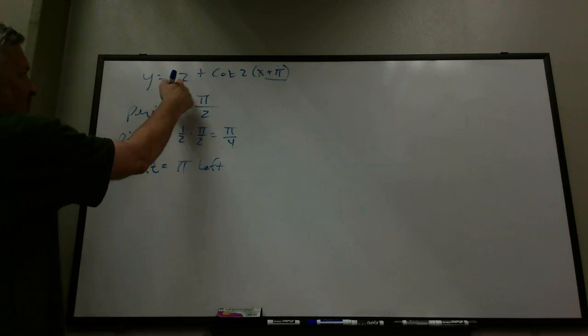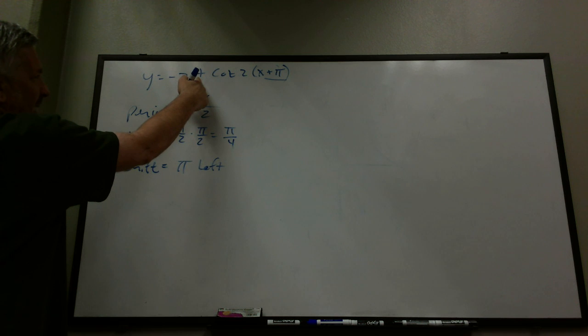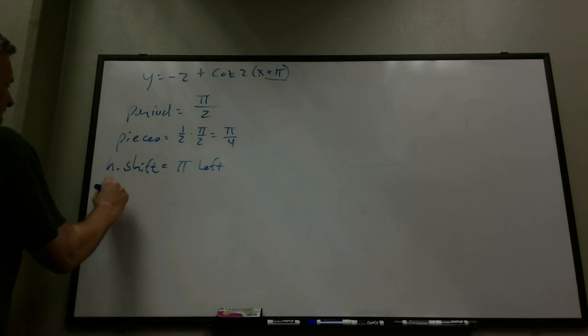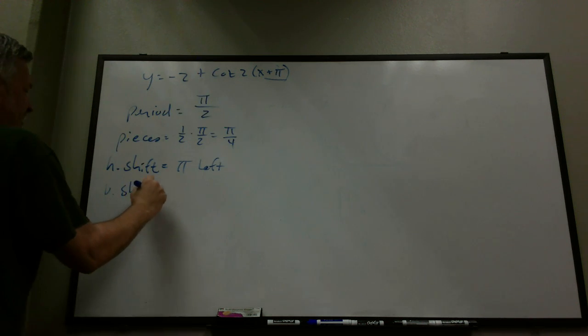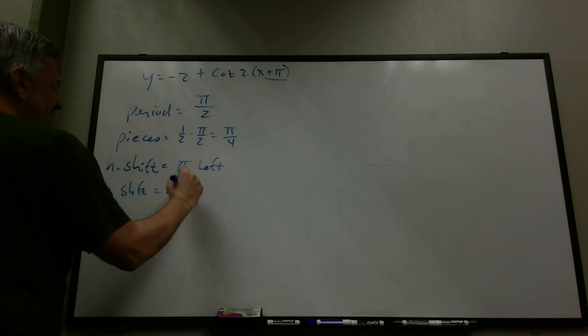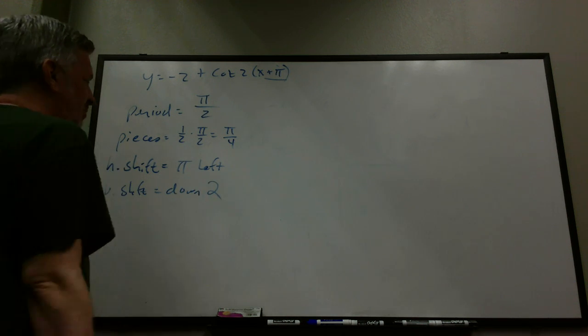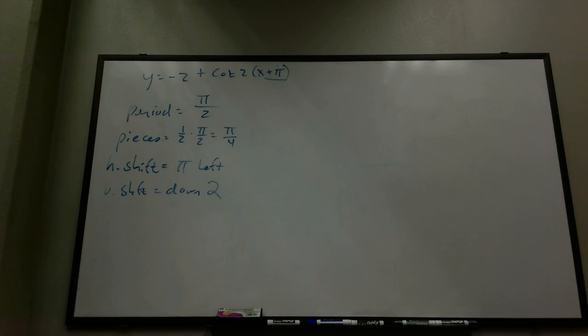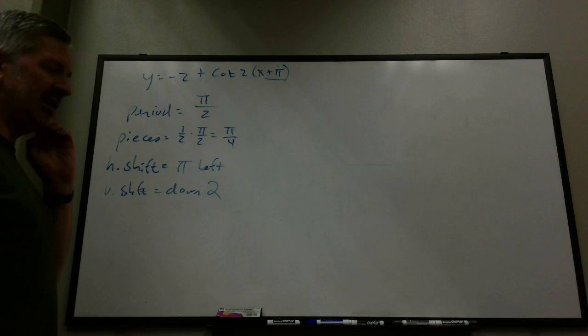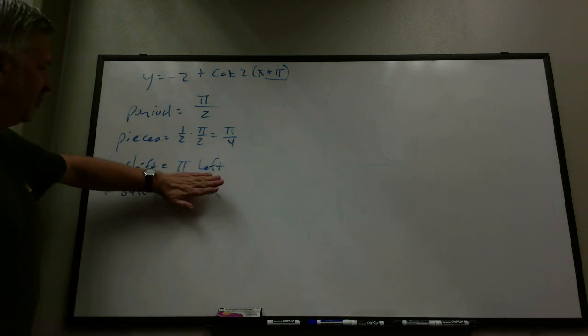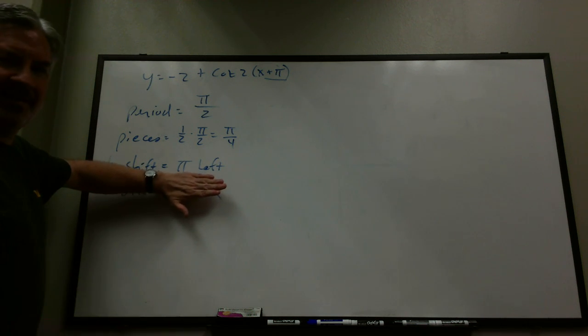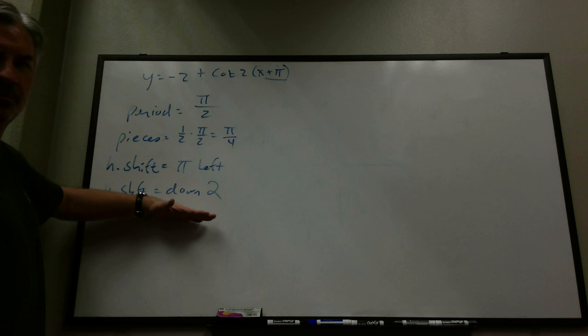And then notice -2 is being added. It's not being multiplied. It's being added to the trig function. That's a vertical shift. And we're adding a -2, so that's like subtracting 2, so we're moving down 2. Now, just like with sine and cosine, when I sketch the graph, I'm going to ignore the vertical shift. You do that last anyway. Do horizontal shift first and vertical shift last.